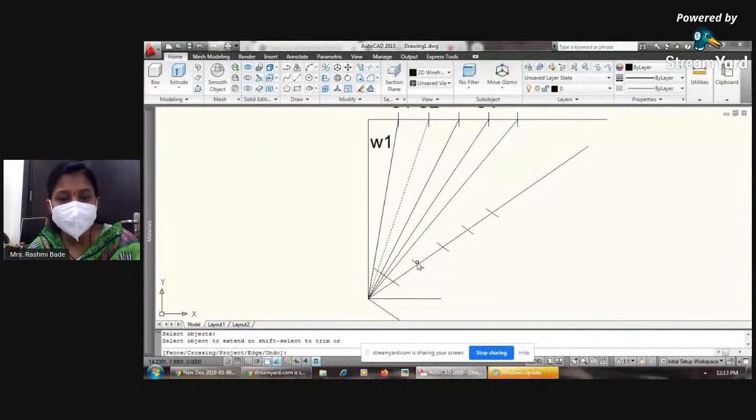This is your C2 line. This will be your C3 line. This will be your C4 line. This will be your C5 line. Now you have to join these lines via smooth curve. Okay, so this is the smooth curve.